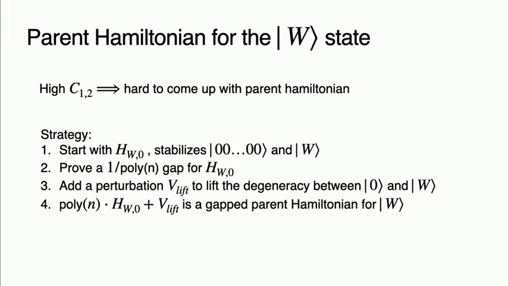Good. So in general, the wisdom of the field is that if you have a state with a high correlation function, it's really hard to come up with a parent Hamiltonian. Our strategy is that we start with a Hamiltonian that stabilizes both the all-zero state and the W state, and we're going to show that this Hamiltonian has an inverse polynomial gap. Then we're going to lift the degeneracy between 0 and W, and eventually we're going to blow up the original Hamiltonian, which is going to give us a constant gap, and plus the lift, this is going to give us a Hamiltonian that stabilizes only the W state.